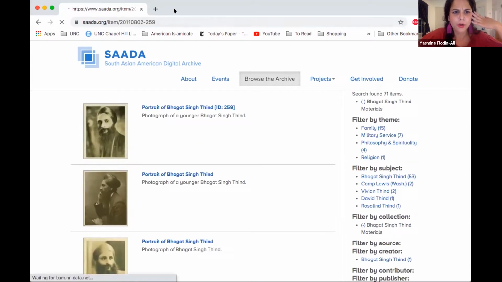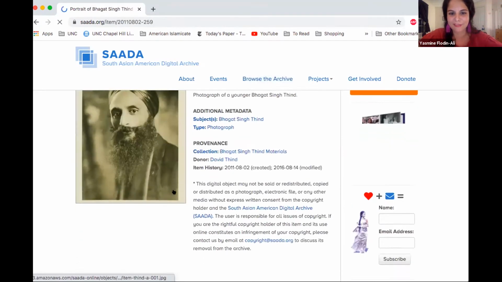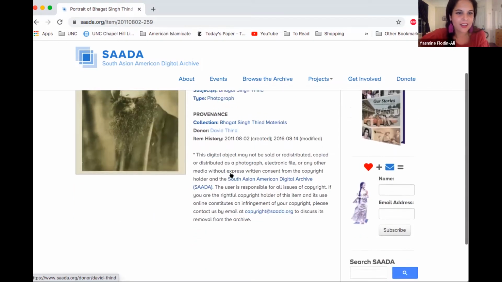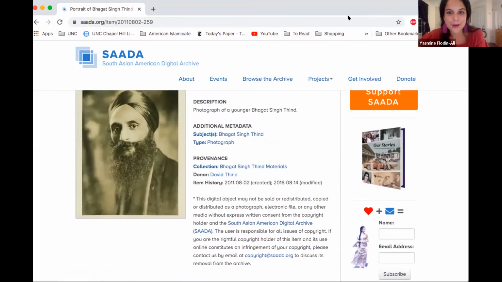And when you click on the photographs, there are descriptions. Again, I think it's fun for students to start thinking about where is this? Who donated this? This man's last name is Thind. Does he have a connection? Perhaps he does. Those questions are really fun for students to think about in terms of archives and how objects get to be where they are, but also it's just a great photo. So that is one of our primary sources.